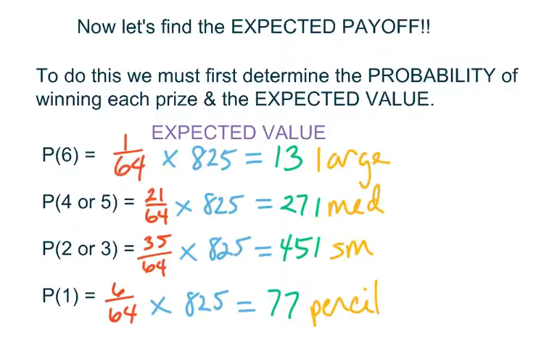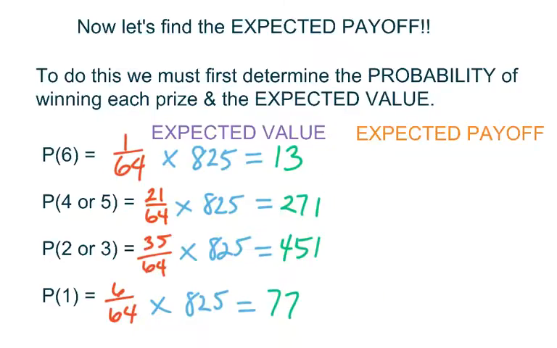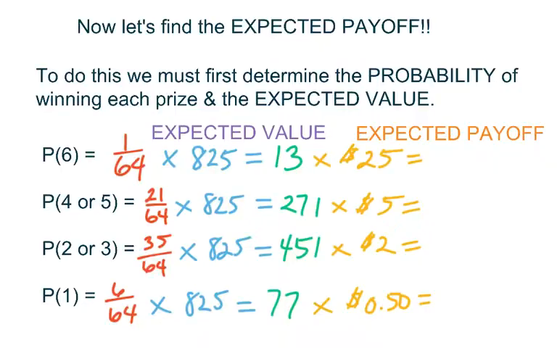So now we have the expected value. We need to multiply each one of those numbers by how much those prizes cost. The large prize is $25, the medium prize is $5, the small prize is $2, and the pencil is 50 cents. So we're multiplying each of those by the cost of the prize. 13 times 25 is 325.